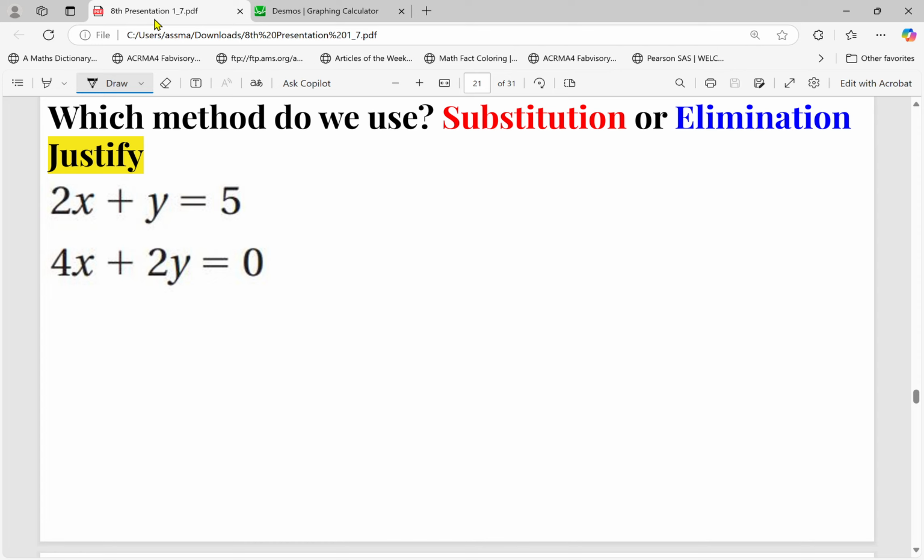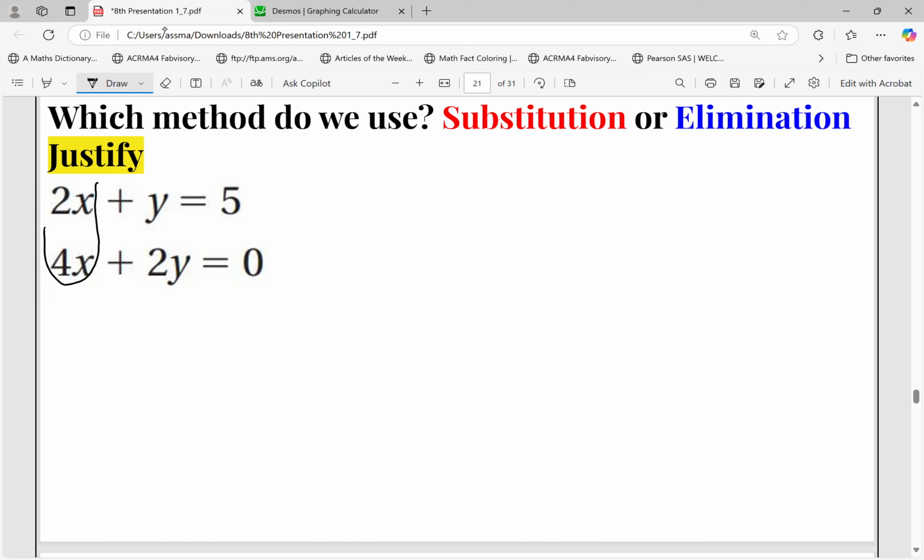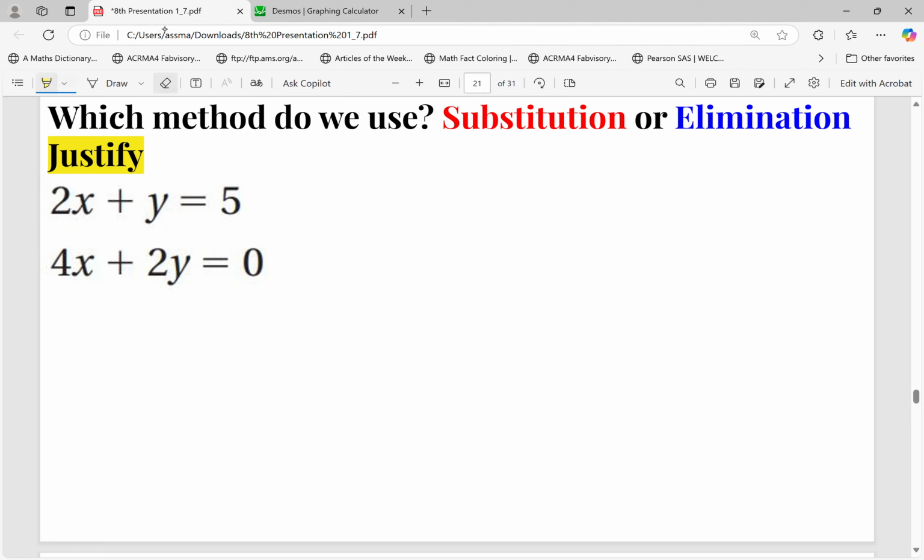Okay, so first thing I do is I scan the whole thing. I look at the system as a whole, then I look at its parts, and I go, well, I do not see any variable isolated. But I do notice that these variables are lined up. The equal sign is also lined up, and also the constants are lined up. So in my mind that already triggers, okay, I could use the elimination method. So I'll use the elimination method to go ahead and solve this system.